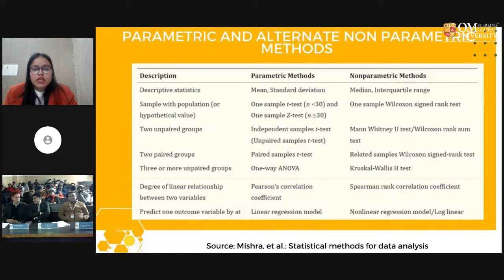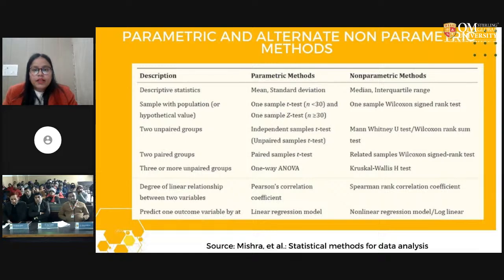Next is a sample compared with a population or hypothetical value, when we have a single variable. In that case, in the parametric method, we have the one sample t-test. In the non-parametric test, we have the one sample Wilcoxon signed rank test. So if we have the option of a one sample t-test, its alternative in non-parametric testing is the one sample Wilcoxon signed rank test. If you have two unpaired groups, you can use the independent sample t-test, whereas its alternative in the non-parametric method is the Mann-Whitney U-test.